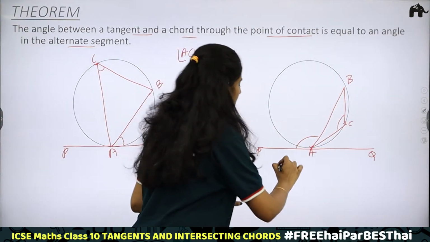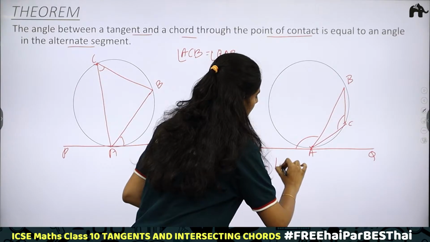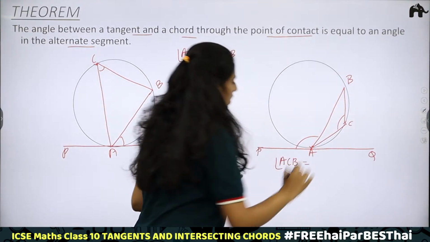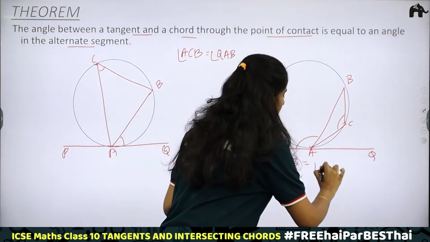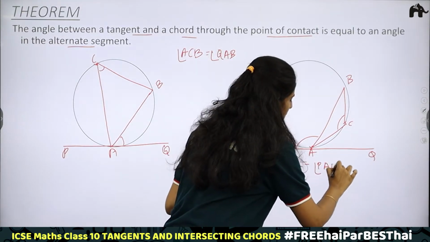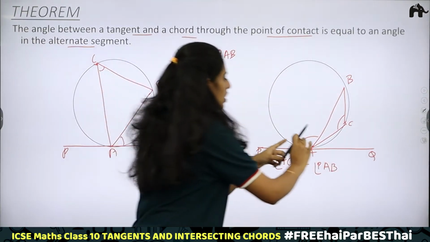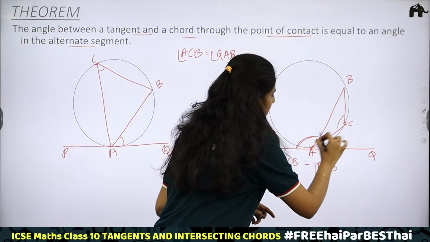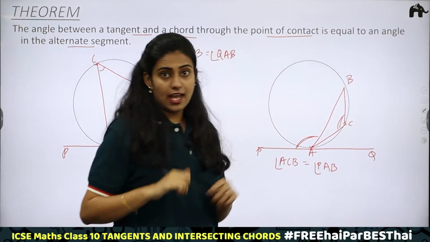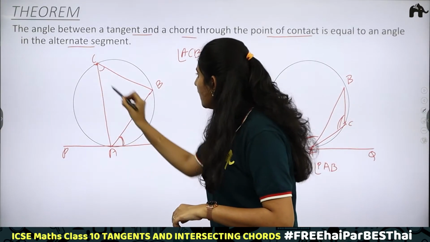Here again we will have angle ACB equal to PAB, this bigger angle. When you look at this figure, it is clear that this angle and this angle are bigger angles and these two are smaller angles.